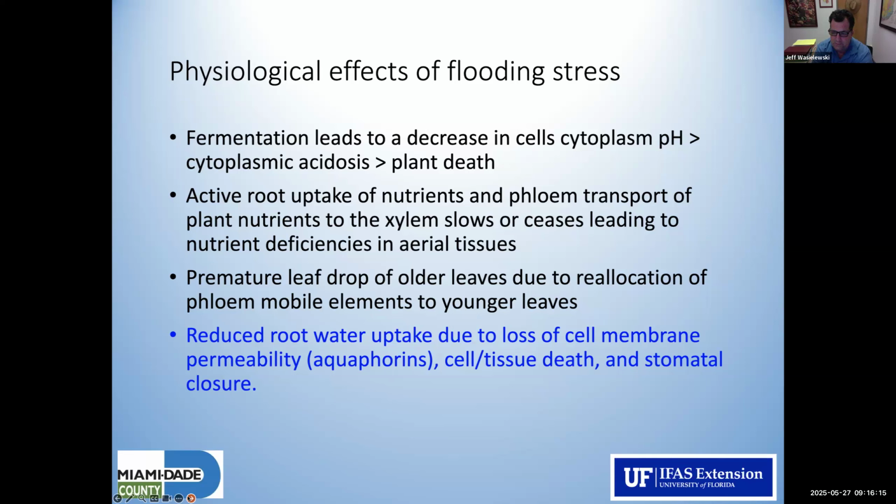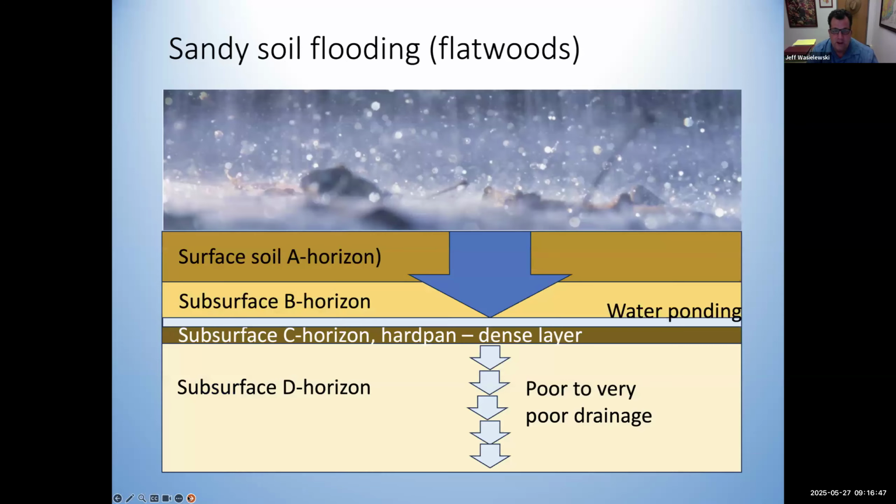You can't do photosynthesis, and remember, the phloem sends down the food from the photosynthesis, and that's not working anyway. You also have reduced root water uptake due to the loss of cell membrane permeability, cell tissue death, and stomatal closure. So the whole plant is just shutting down. So we need to get that water. Hopefully it's there for just a little while and then it drains off. If it's there for a couple of days, all these things can start happening.